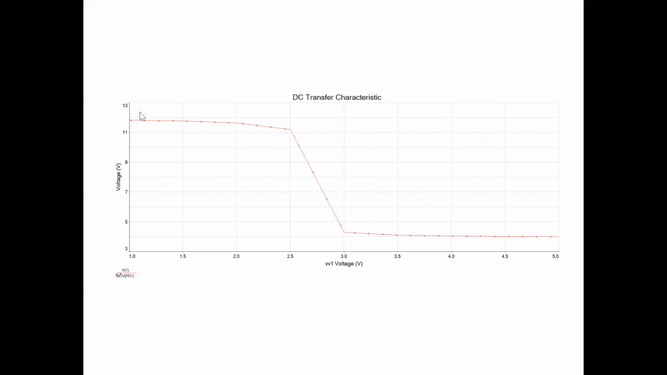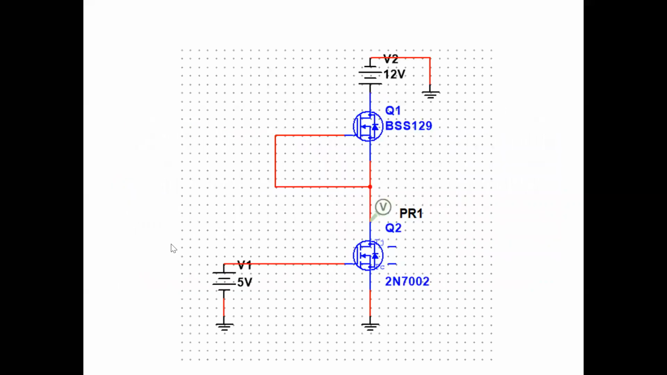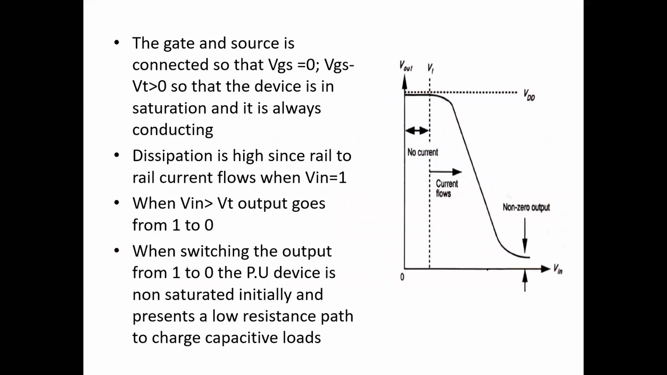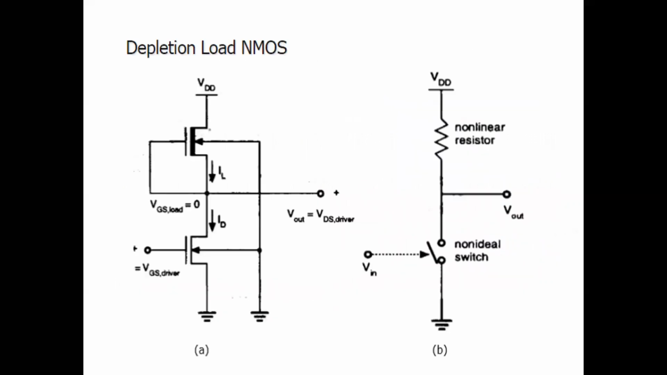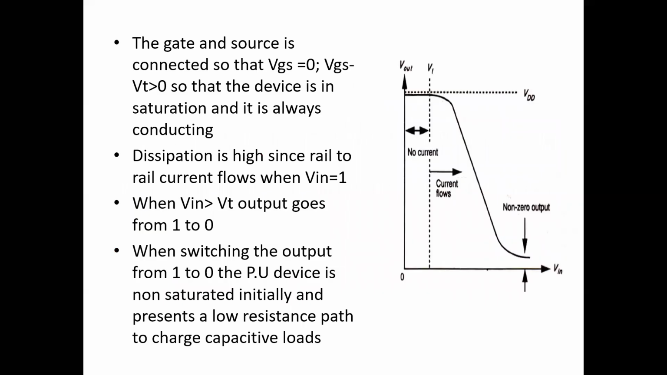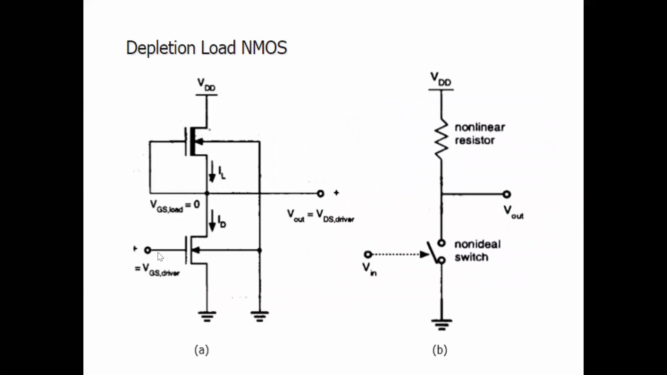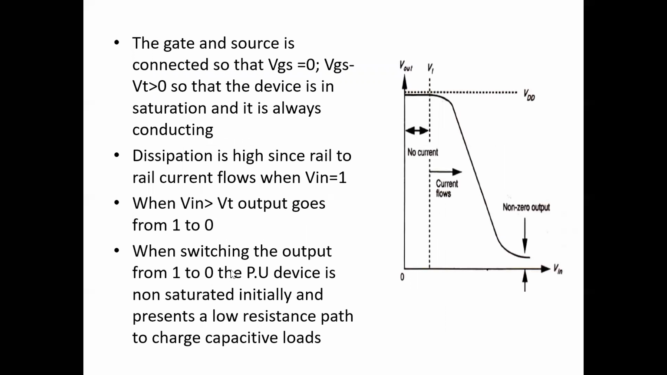When Vin is 0, VOH is better, but your lower voltage value, that is the VOL value, is not good. It is not reaching 0, whereas it stops at around 4 volts. So the VOL value is not that good, and the static power dissipation will be high. Here, when the input is 0 or 1, both the transistors are on, and you will have static power dissipation.